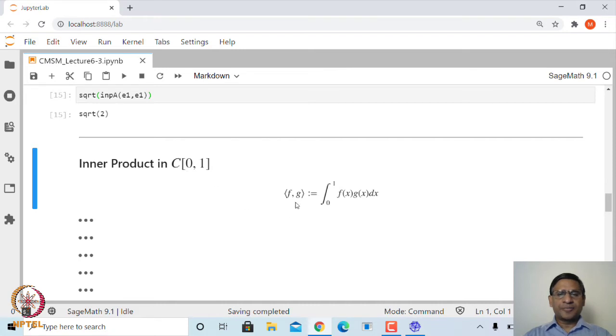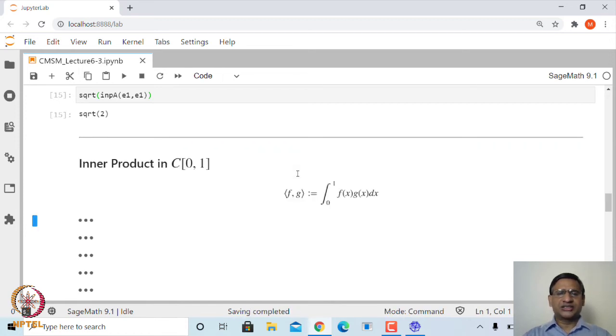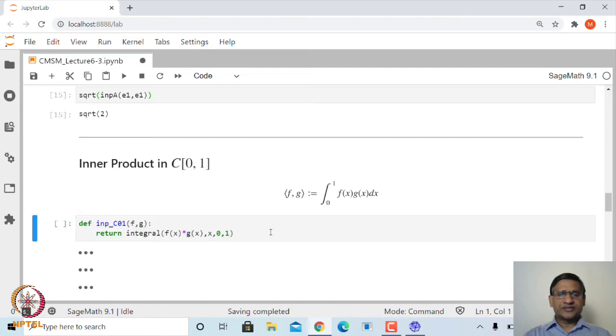So, we can define inner product of any two functions f and g in C[0,1] as integral from 0 to 1 of f(x) times g(x). It is easy to check that this is an inner product. This will require a little bit of calculus or real analysis, especially when you want to show that if inner product of f with itself is 0, then f itself is 0. That will use continuity of the function, right. So, let us define this inner product.